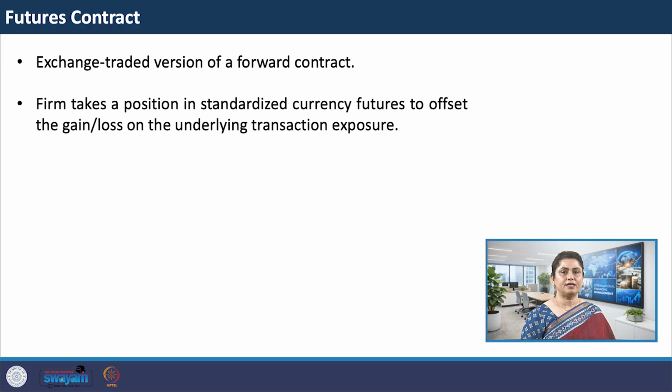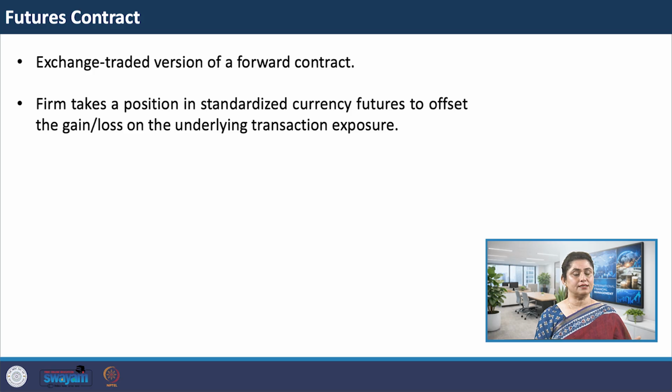A futures contract is very similar to the forward contract because it also allows a firm to lock in an exchange rate today for a transaction that will take place in the future. However, unlike a forward contract, a futures contract is standardized and traded on the exchanges. When we say that futures contracts are traded on the exchanges, we mean that they are bought and sold on organized market platforms such as the National Stock Exchange or Bombay Stock Exchange.